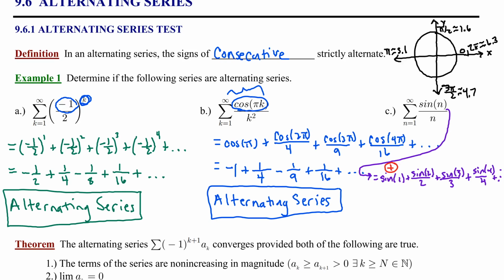So when I want to evaluate sine of 1 radian, it is somewhere over here in quadrant 1. The sine of an angle in quadrant 1 is positive. Sine of 2 radians would be somewhere over here in quadrant 2. Sine of an angle in quadrant 2 is positive. Sine of 3, we're still over here in quadrant 2, so this is a positive term. And then finally, sine of 4 lands somewhere over here in quadrant 3. The sine of an angle in quadrant 3 is negative.